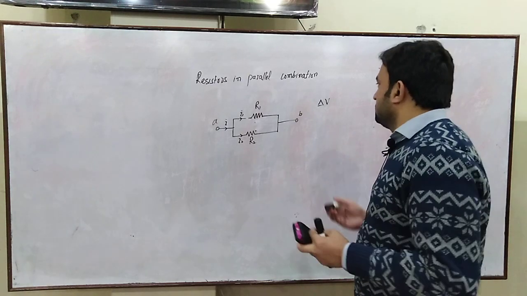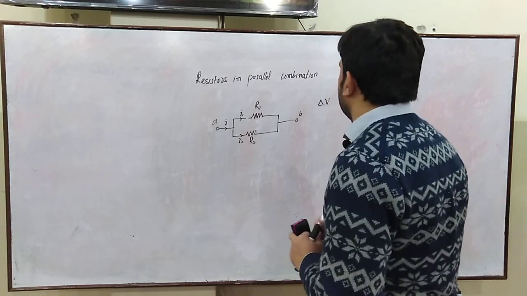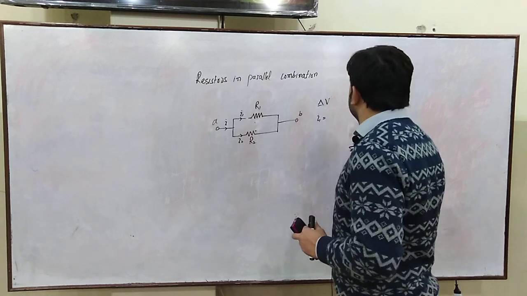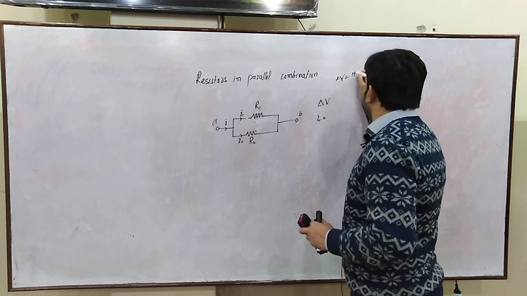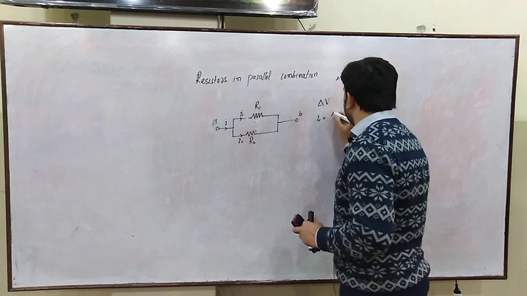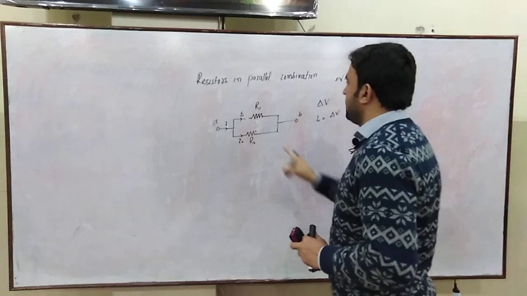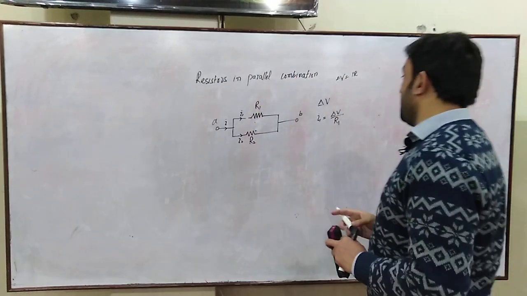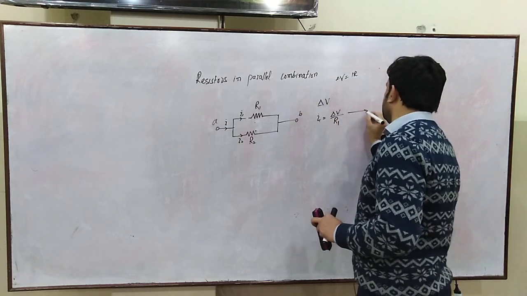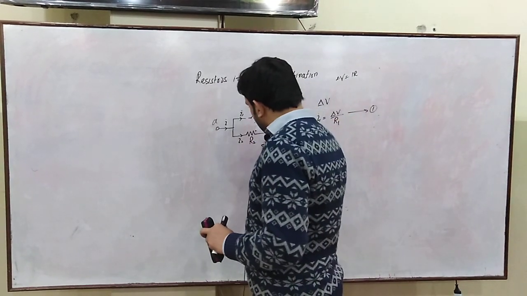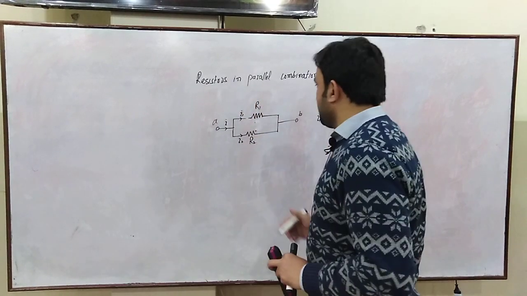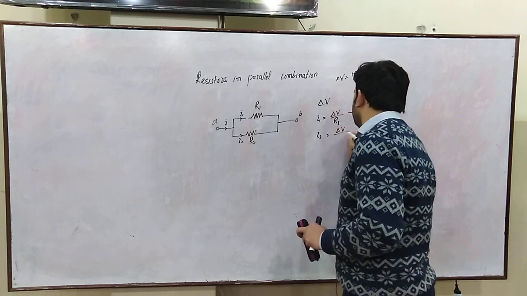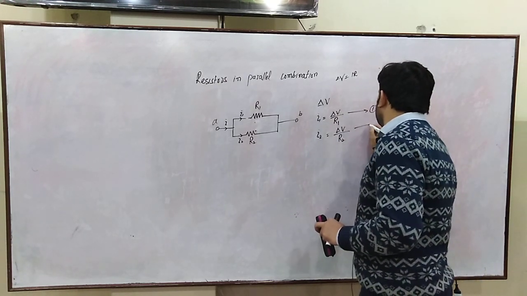Now using Ohm's law, we know that V is equal to IR. So I1 would be equal to del V, which is the potential difference across R1, over the resistance of this element, which is R1. I will call this equation 1. Similarly, the current I2 flowing through R2 is equal to del V, the potential difference over R2. This is equation 2.